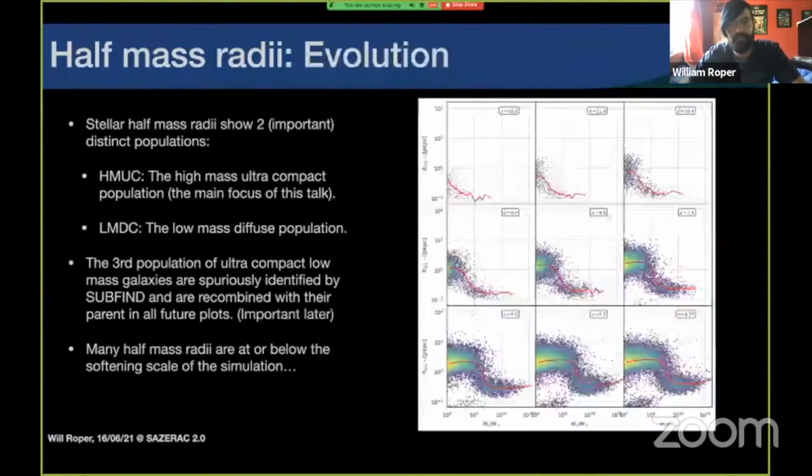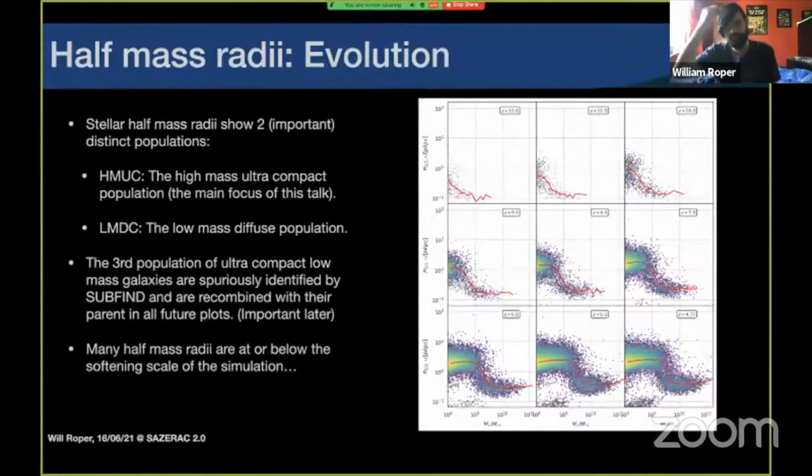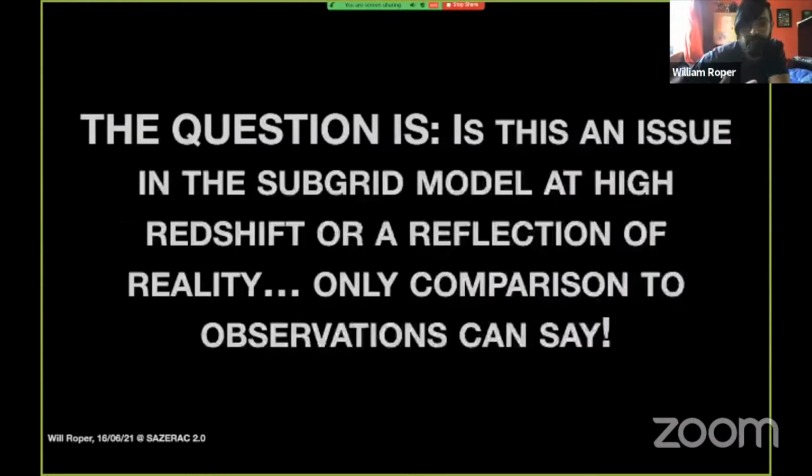And just to quickly say, this is the half mass radii relation, but across a selection of snapshots. This dual population evolution starts at redshift 12. It then continues throughout the time of the simulation, right down to our final snapshot, 4.77. So the question stands: is there an issue in the subgrid model at high redshift, or is this actually a reflection of reality? And the only way we can find that out is if we compare to observations.